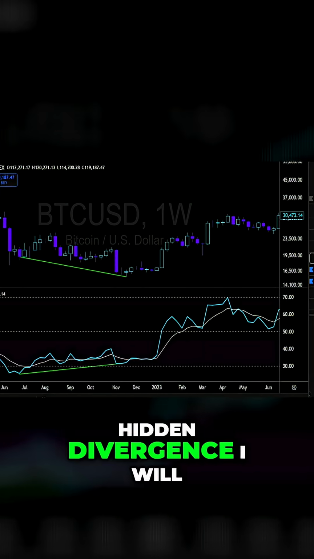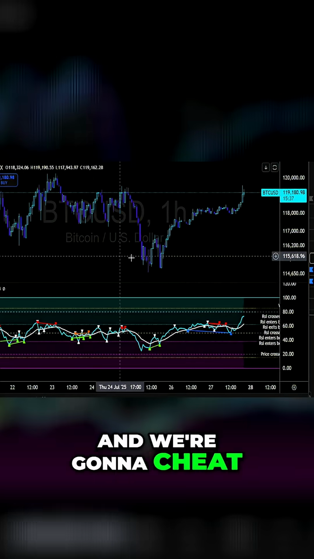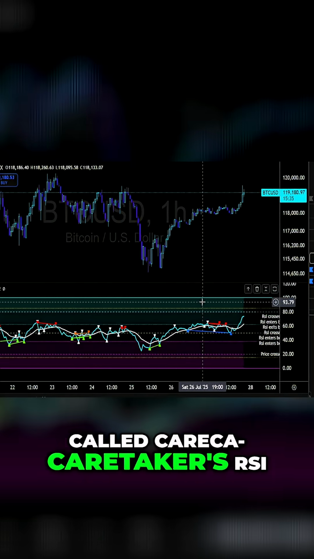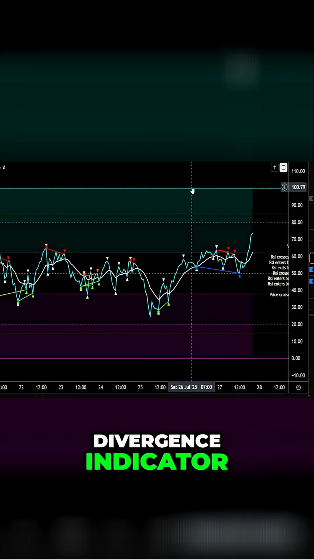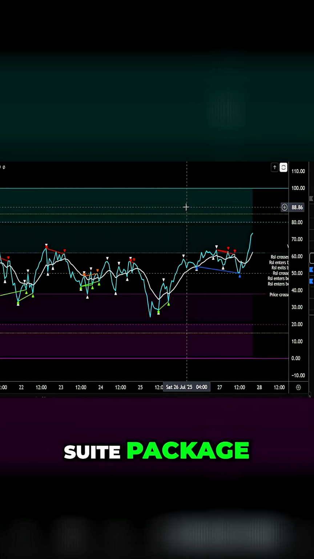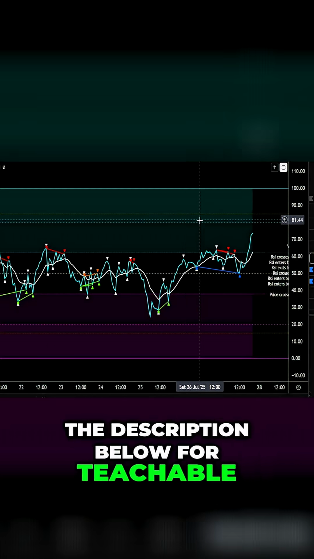Now, on the other side, hidden divergence, I will go over to this chart and we're going to cheat a little bit. We're going to use something called Caretaker's RSI Divergence Indicator, which is a part of the Caretaker's Indicator Suite package, which you can find a link to in the description below for Teachable.